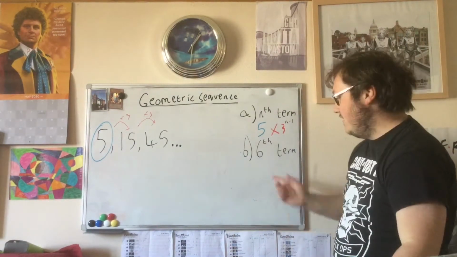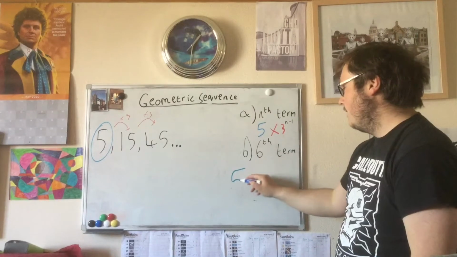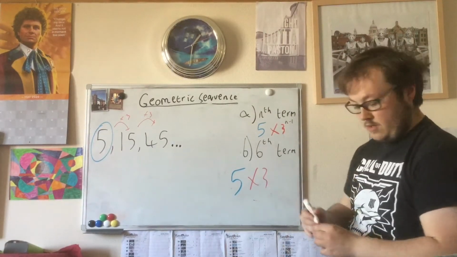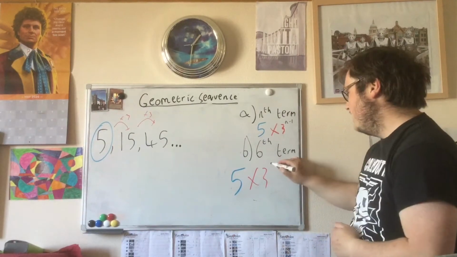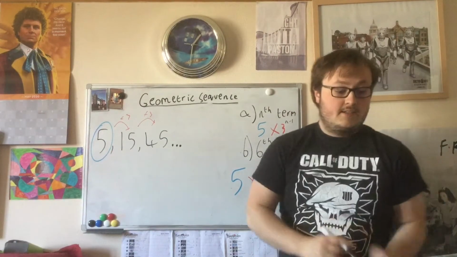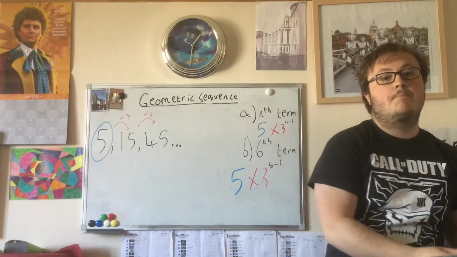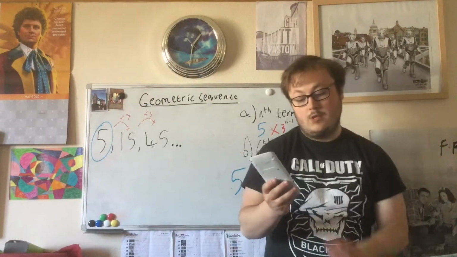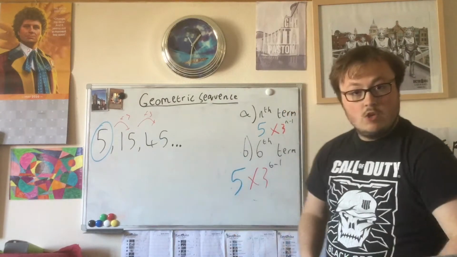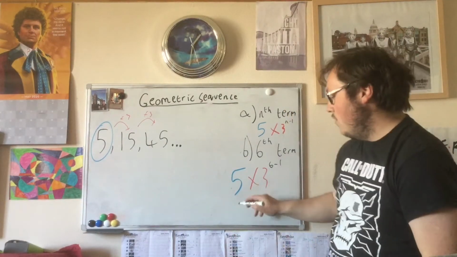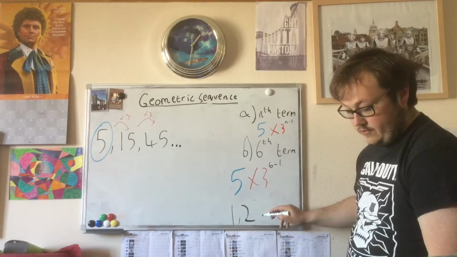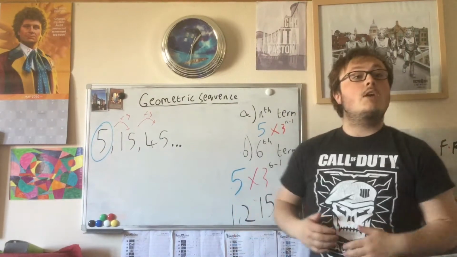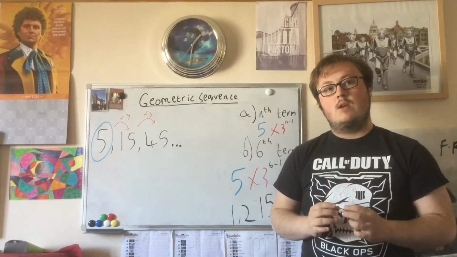So to find the 6th term, all you've got to do is 5 multiplied by 3 to the power of 6 minus 1. 6 minus 1 is 5, so you do 3 to the power of 5, and then you just times that by 5. So 3 to the power of 5 is 243. Times that by 5, and you'll get the answer, which is 1,215.